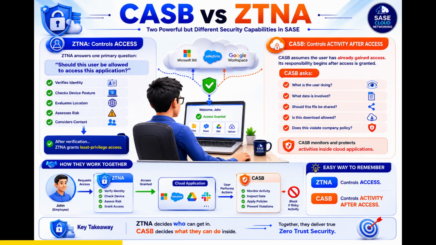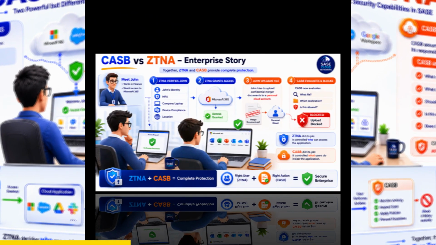Now consider CASB. CASB assumes the user has already gained access. Its responsibility begins after access is granted. CASB asks, what is the user doing? What data is involved? Should this file be shared? Is this download allowed? Does this violate company policy? So here's a simple way to remember it. ZTNA controls access. CASB controls activity after access.